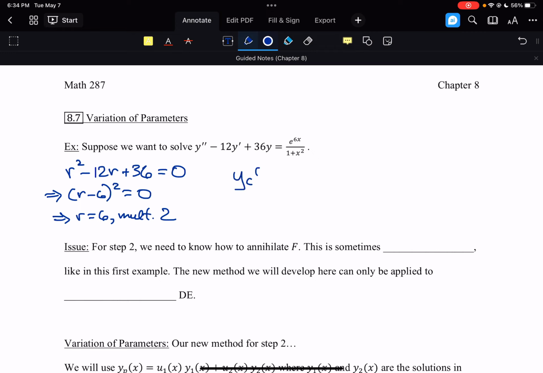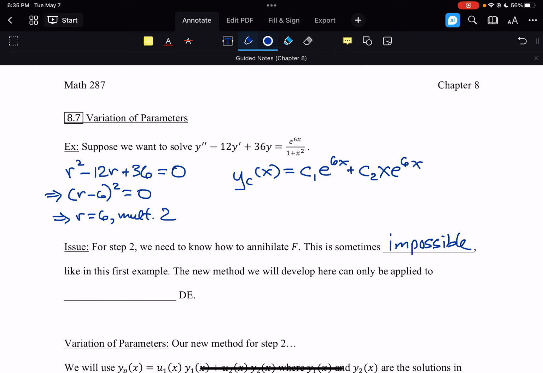So we would get the complementary solution of c1 e to the 6x plus c2 x e to the 6x because of the repeated root. But now, once we're done with step 1, we need to move on to step 2, and there's a problem. We don't know how to annihilate that expression given our knowledge up to this point. So in order to annihilate f, it is sometimes impossible. Sometimes we just don't have the tools to be able to annihilate a function properly.